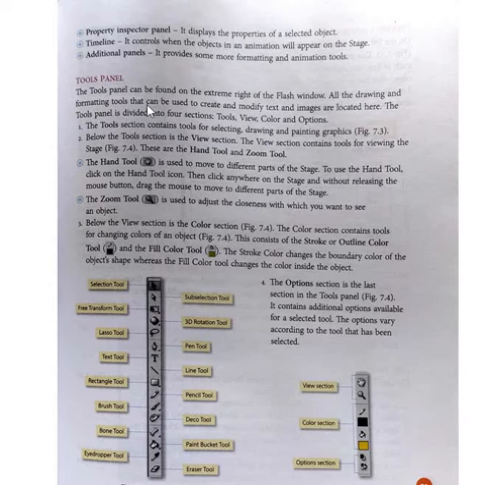The tools panel can be found on the extreme right of the Flash window. All the drawing and formatting tools that can be used to create and modify text and image are located here. The tools panel is divided into 4 sections: tools, view, color and options.